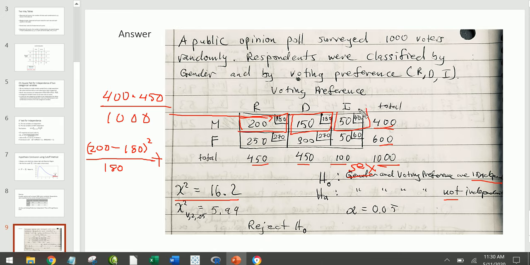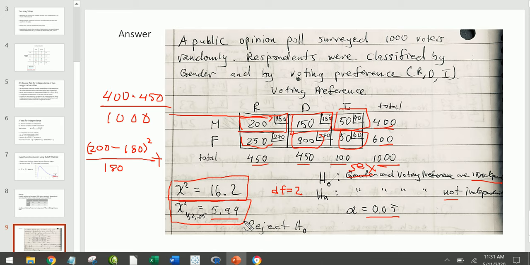Then to the next. In this case, you're going to have to do all six. You add them all up, and then you should arrive at 16.2. It takes a minute to do this. It's tedious, but it's simple math. Okay? Then we get the chi-square critical value. Again, this is a 2x3 table, so the degrees of freedom is going to be 2. Alpha was given to us, 0.05. So you go to the table and you should get 5.99 as the cutoff.